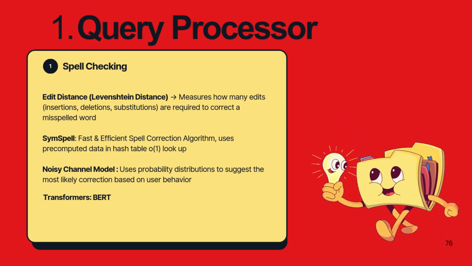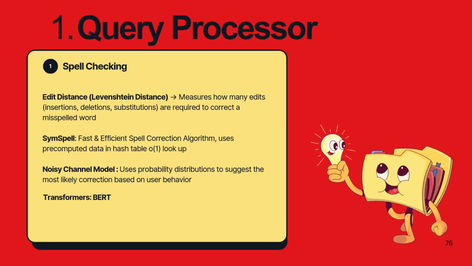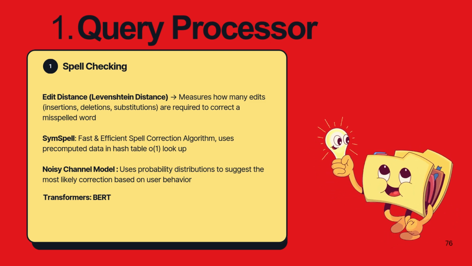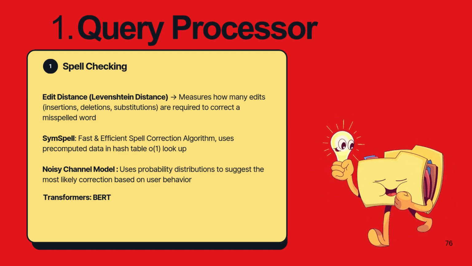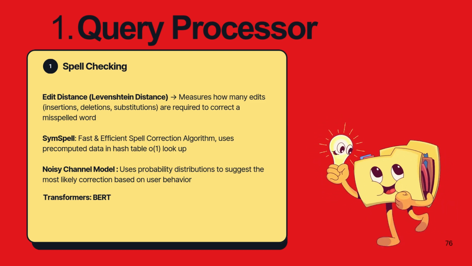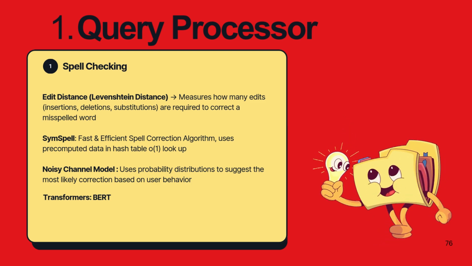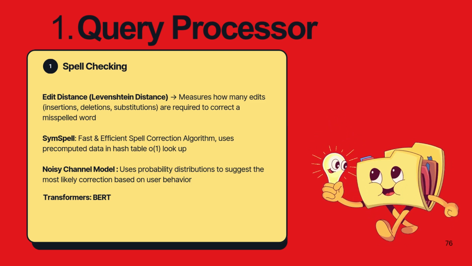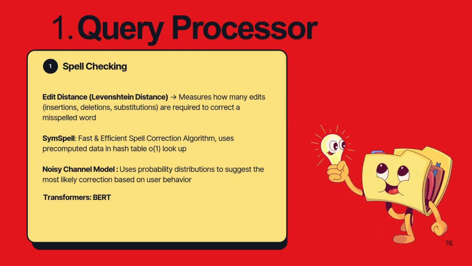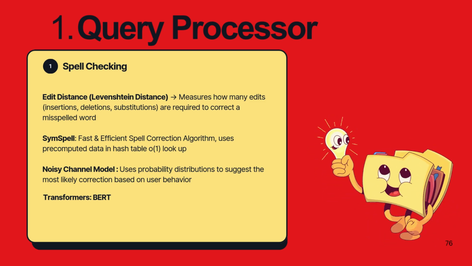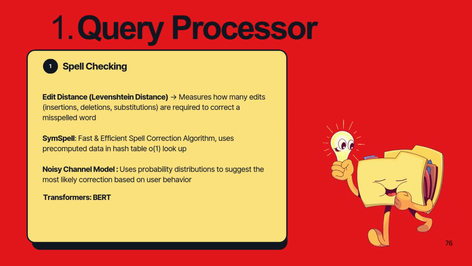Let's look at some of the components in this architecture. The first one is the query processor. One of the functions of the query processor is to correct the spelling the user types. There are different ways you can do spell checking. As a machine learning engineer, you can mention edit distance, which is basically how many edits are required to correct a misspelled word. There is also the SymSpell algorithm that you can use, which creates pre-computed data for all these corrected spellings, and then does an O(1) lookup on that since it's a hash table.